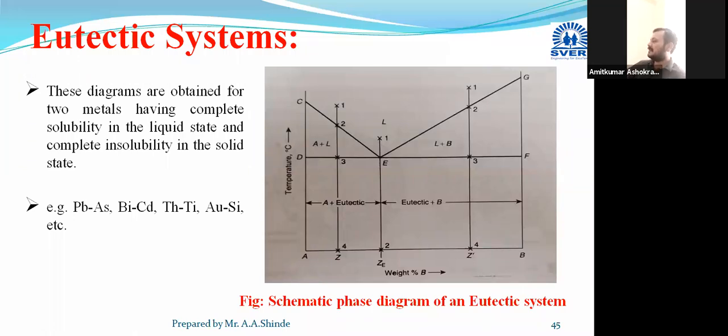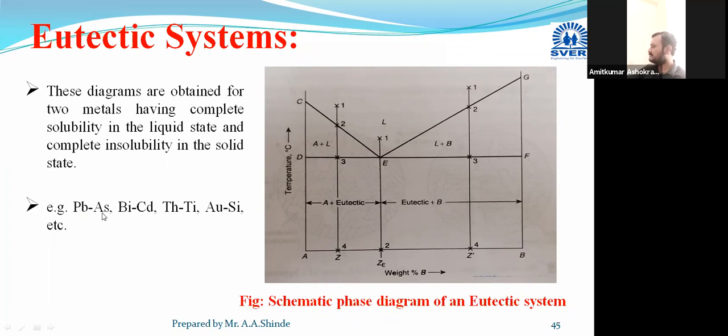Now I will start the description. I will explain one by one here. First, I will explain when this type of equilibrium diagram is obtained. This eutectic system is obtained when the two metals are completely soluble in each other in liquid state, but in solid state they are completely insoluble in each other.